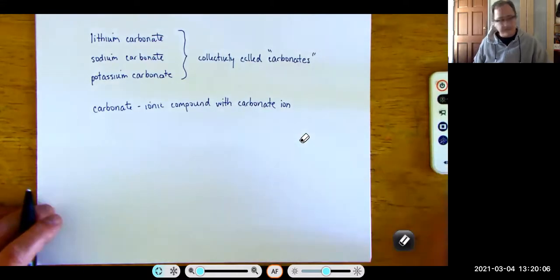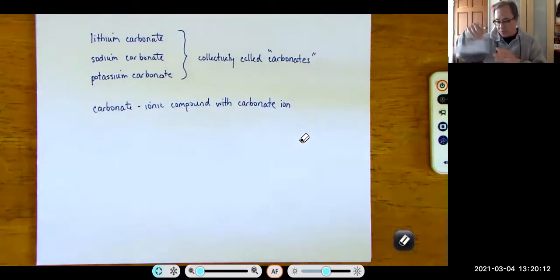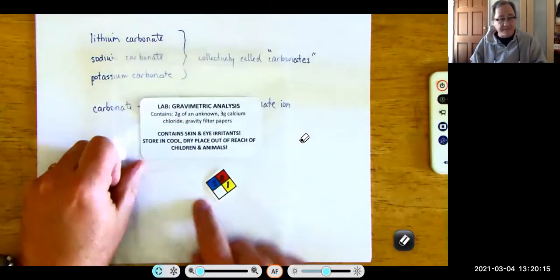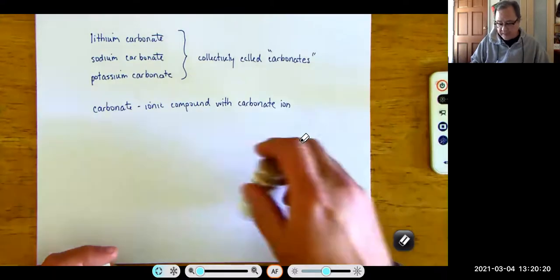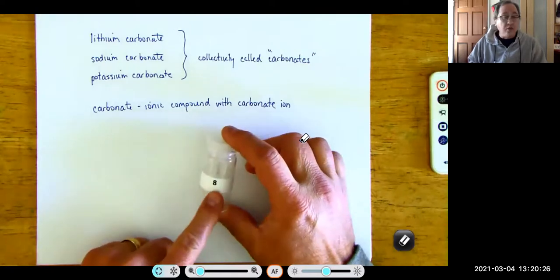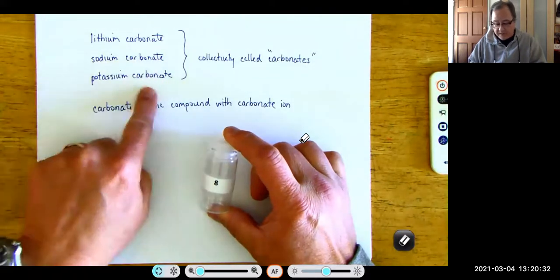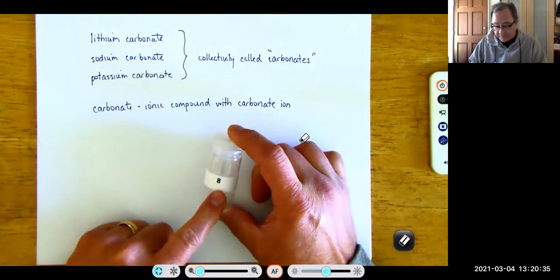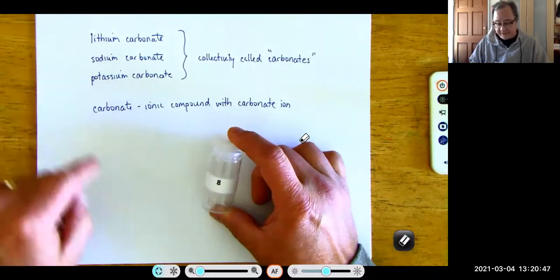So you have a jar from your gravimetric analysis lab. And in that jar, you have some calcium chloride, and you have some unknown carbonate, and you have either lithium carbonate, sodium carbonate, or potassium carbonate. There's a number on your jar because the number, according to the key, is a particular type of carbonate, and you don't know what that is. You're supposed to figure out which one of these three it is. It's a very limited list.